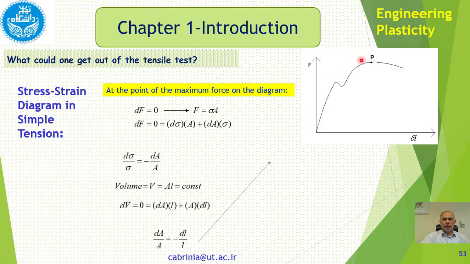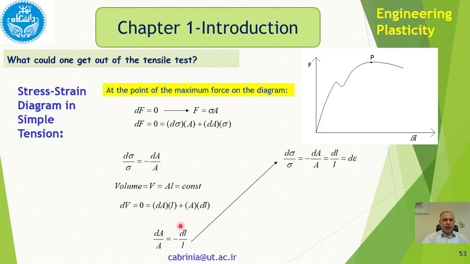And of course we say that in plastic deformation the volume is constant. If the volume is constant, it means A times L is constant, because in the tensile test we have assumed that we have a rod of length L and cross-sectional area A. Therefore V is equal to AL, that's the volume, and the volume is constant. If the volume is constant, then there is no change in volume. That means dV is 0. So what is dV? dV is A dL plus L dA.